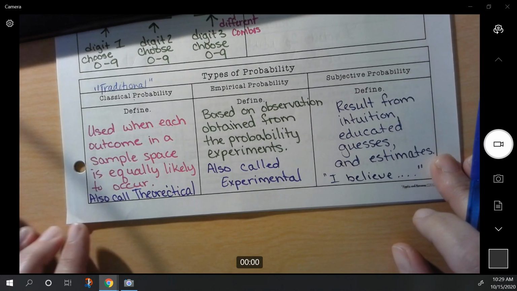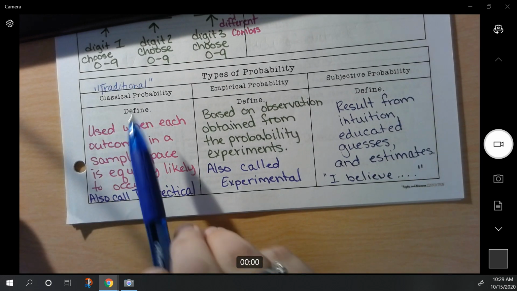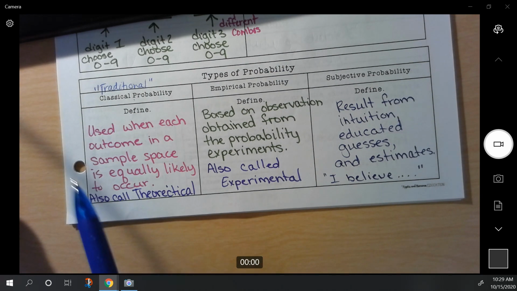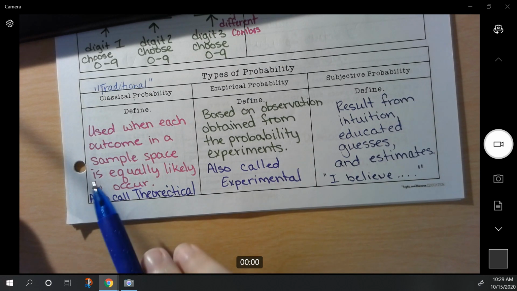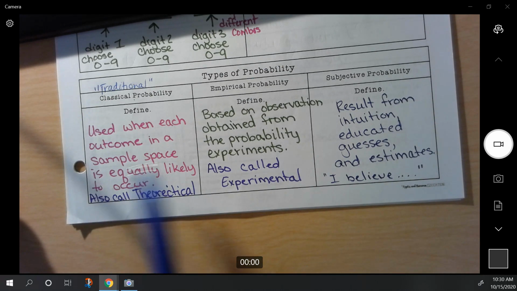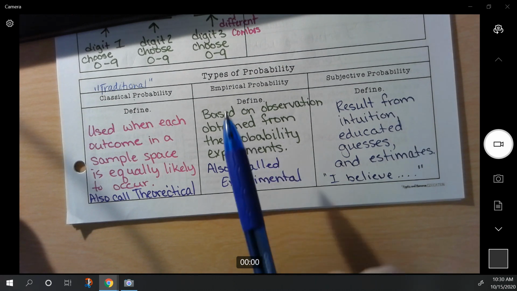Okay, classical probability is the traditional probability, the kind that we thought of when we were in elementary school. When you flip a coin, they ask you what's the probability of getting heads. That's called classical, theoretical, or traditional. It means the same thing. That is where every element in the sample is equally likely to occur. You have a 50% chance of getting heads, 50% chance of getting tails.